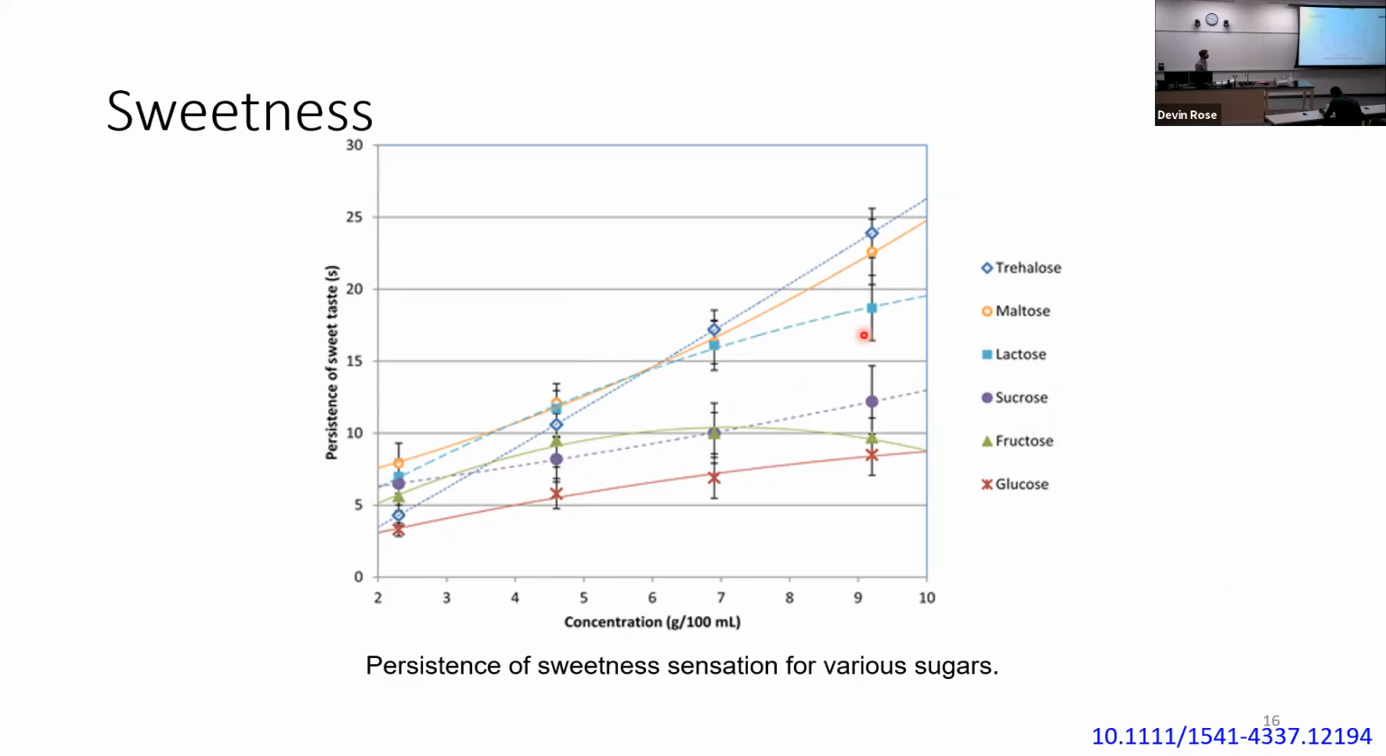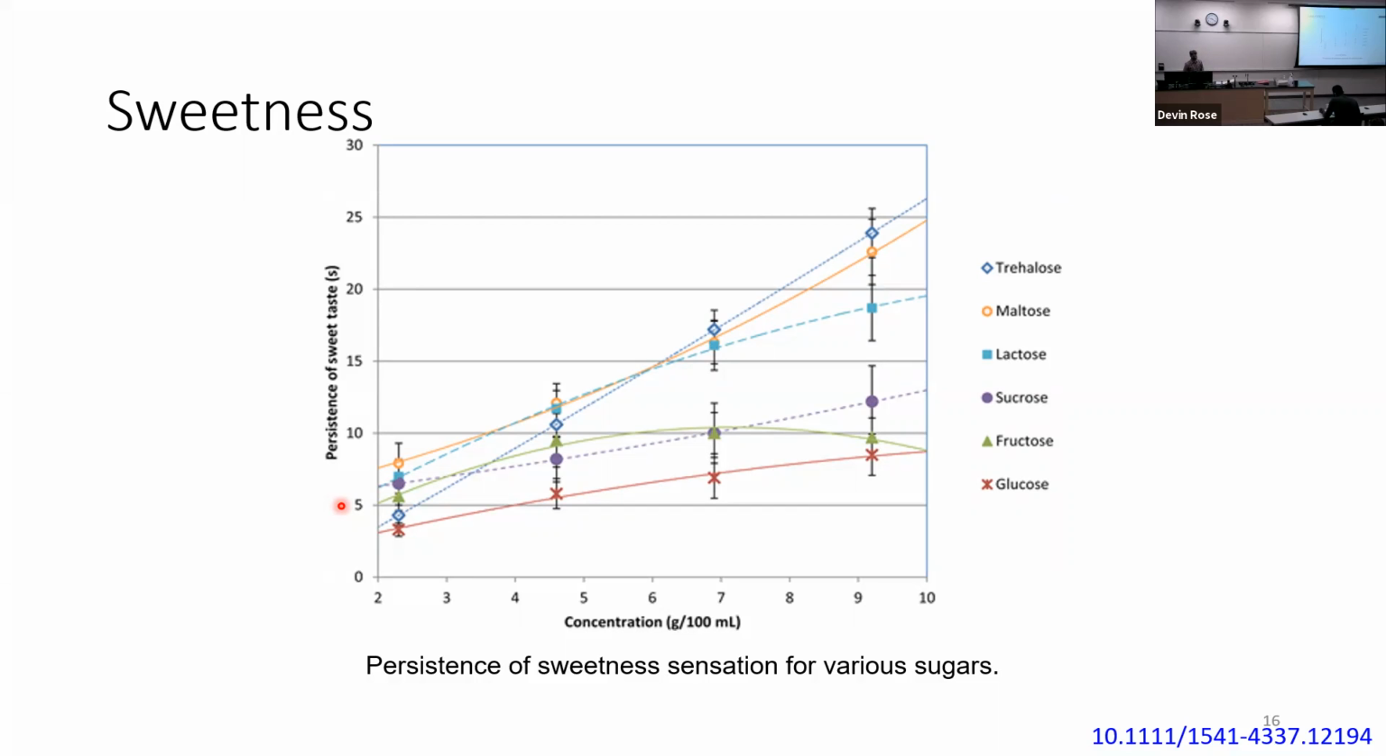Next, we have persistence of sweet taste. This is showing, at different concentrations of sugar, how long that perception of sweetness stays in the mouth after you've swallowed that sugar solution. Ideally, we want that sweet taste to go away quickly. So we want to drink our soda or eat our candy, and it should be sweet when it's in our mouth. And then when we swallow it, it shouldn't be sweet anymore.